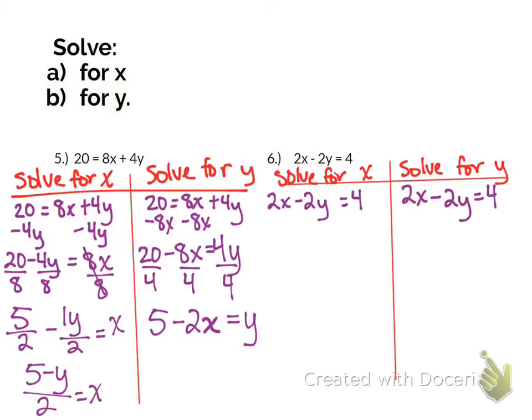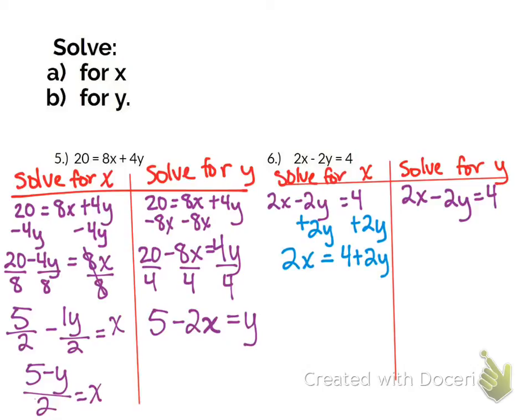Okay. On number 6, let's do our solve for x first. What's the first thing that needs to move? Add 2y. We're going to leave the 2x where it is. We're going to move the 2y by adding it. So we add 2y on both sides. 2x equals 4 plus 2y.